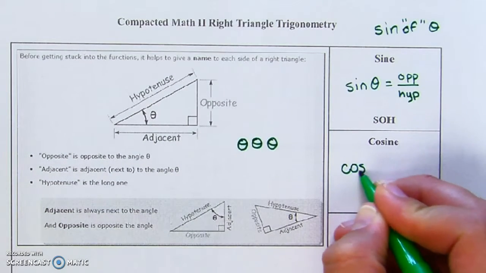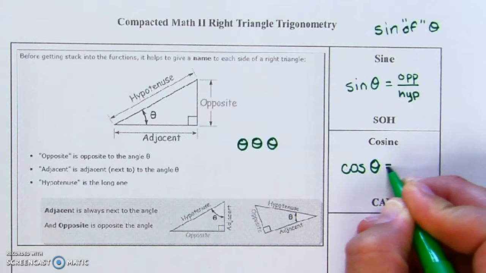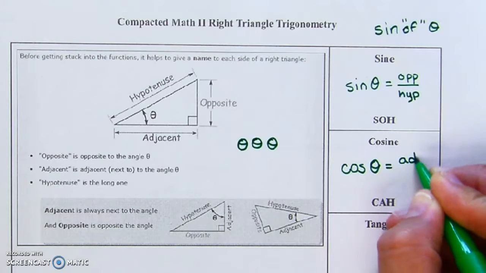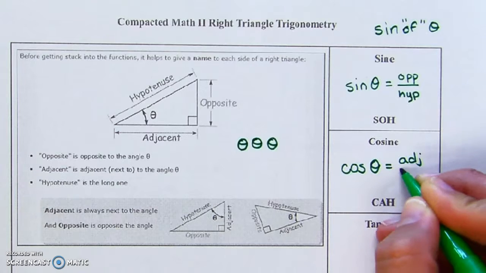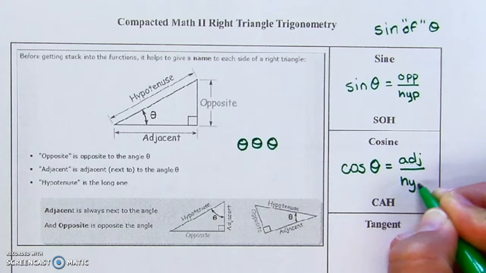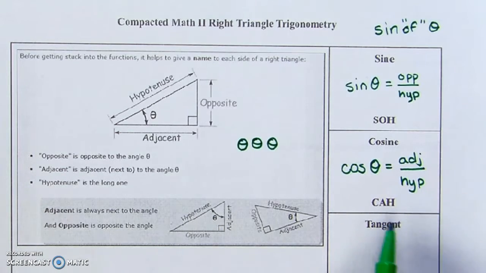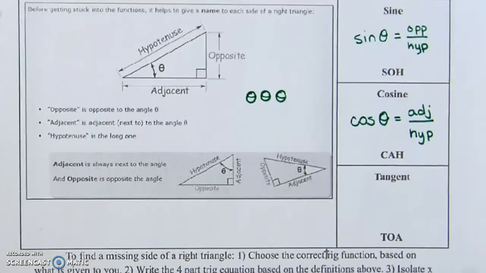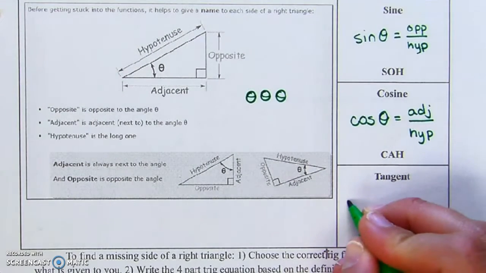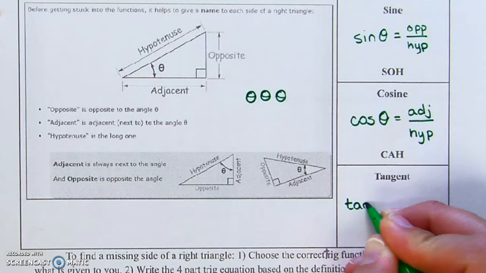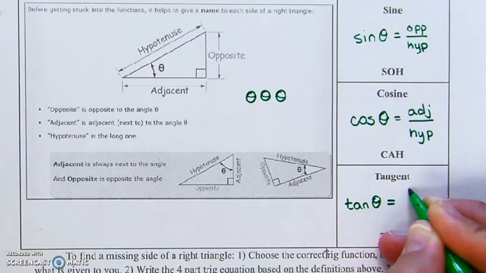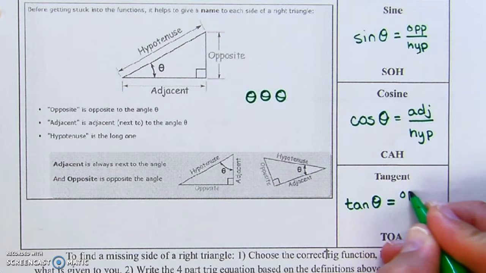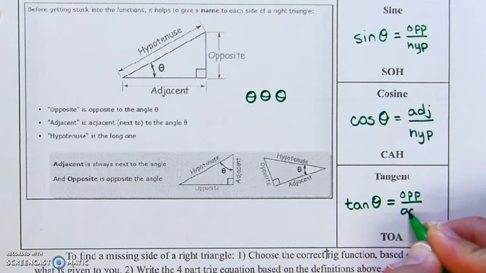It changes the angle. This is cosine of theta is equal to the adjacent over the hypotenuse side. This is in order. Cosine is adjacent over hypotenuse. There's actually four parts to these. There's the trig function of the angle, the trig function, and then the two pieces, opposite over adjacent.